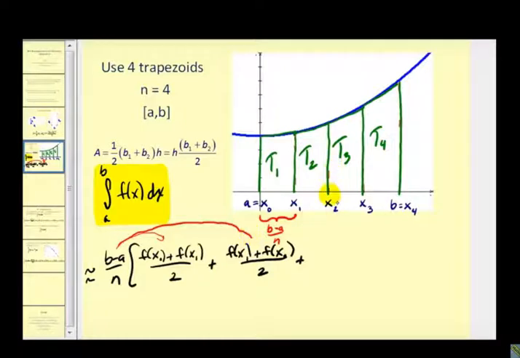For trapezoid 3, we have f of x sub 2 plus f of x sub 3 divided by 2. And then for the last trapezoid, we have f of x sub 3 plus f of x sub 4 divided by 2. You're getting the idea?